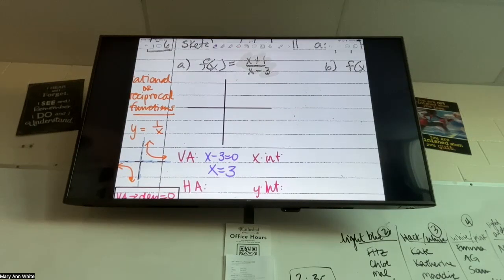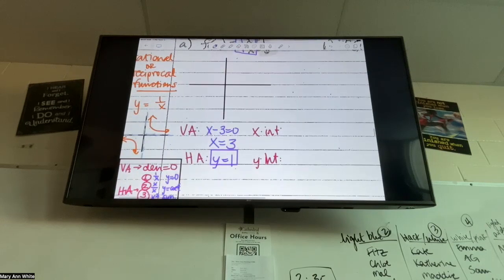Okay. Horizontal asymptote. Now we look at our exponents. I've got x over x. Are those the same? Perfect. That means we're going to do a fraction of the coefficients. What are my coefficients here? 1 and 1. So we're going to do y equals 1. The constants are going to come into play later. Right now we're just doing coefficients.